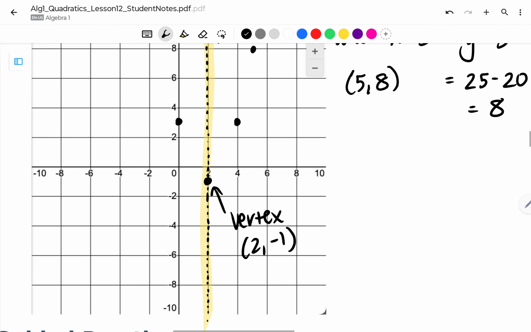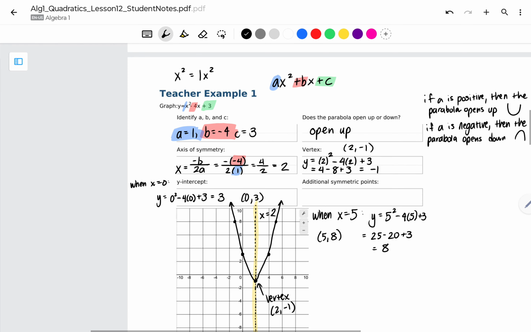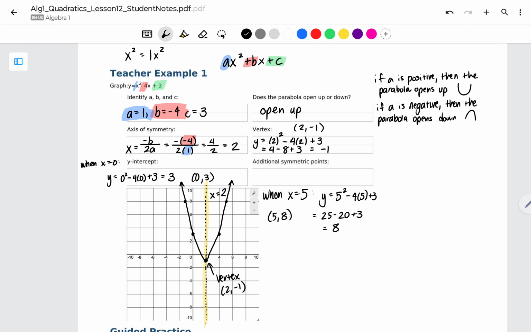So it's symmetric. Again, on the other side, I need to match that at negative 1 and 8. Does that make sense? If I keep going, I'm not going to be able to reach the graph. So I'm just going to go ahead and kind of sketch my graph here. It should look something like this, okay? Okay. Let's try this next one, the guided practice.